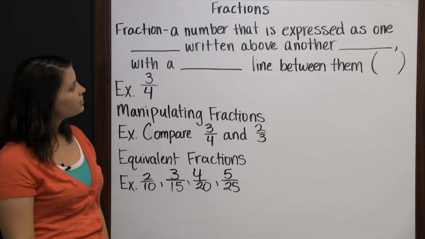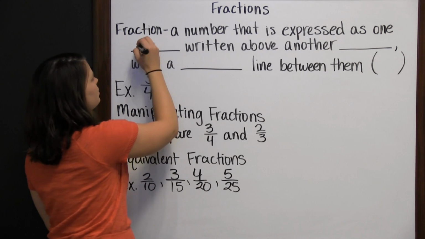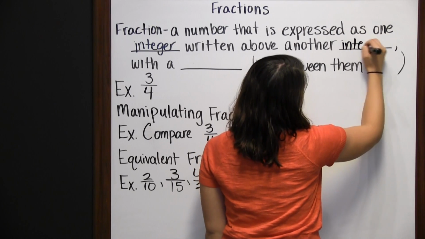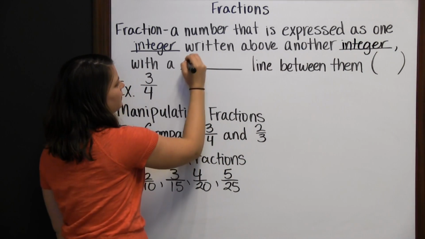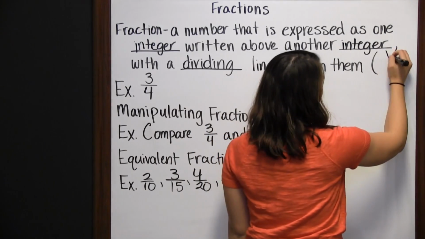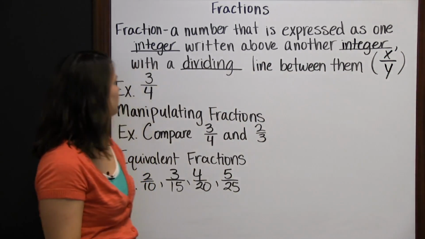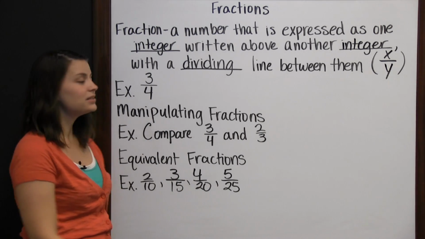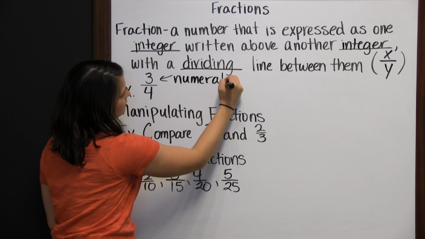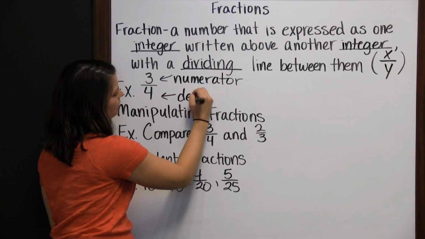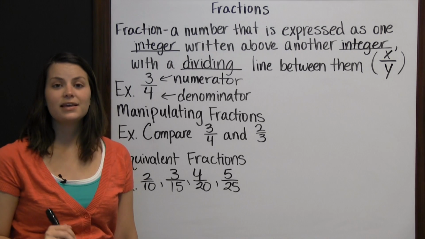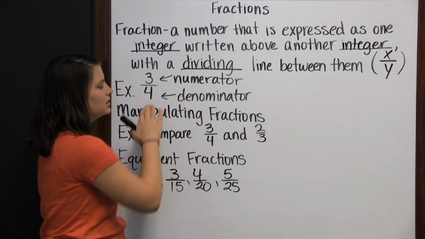Fractions. A fraction is a number that is expressed as one integer written above another integer with a dividing line between them, like x divided by y. So for example, 3/4. In this fraction, 3/4, the top number is called the numerator, and the bottom number is called the denominator. The numerator is the part that's being considered, while the denominator is the whole.